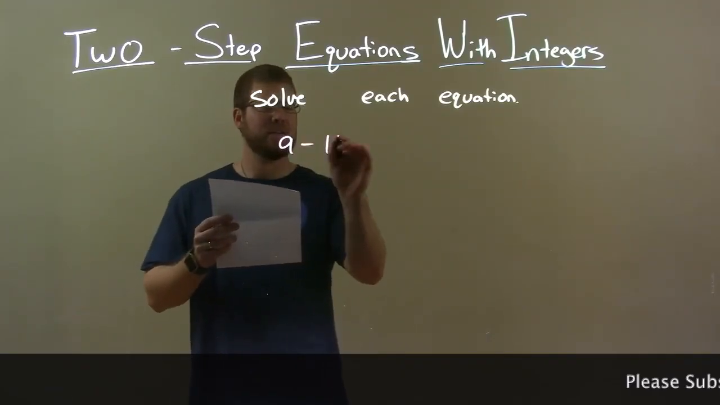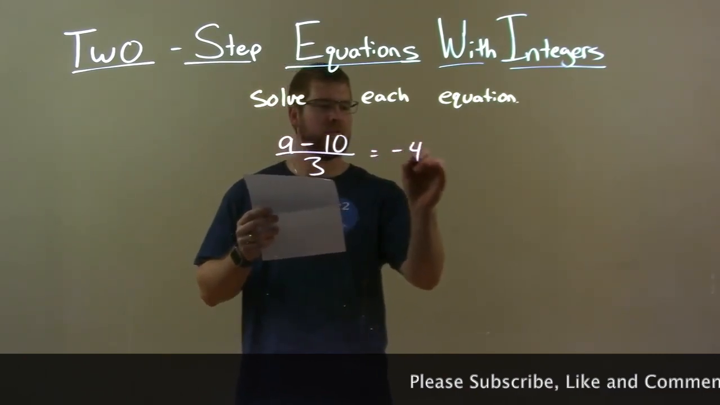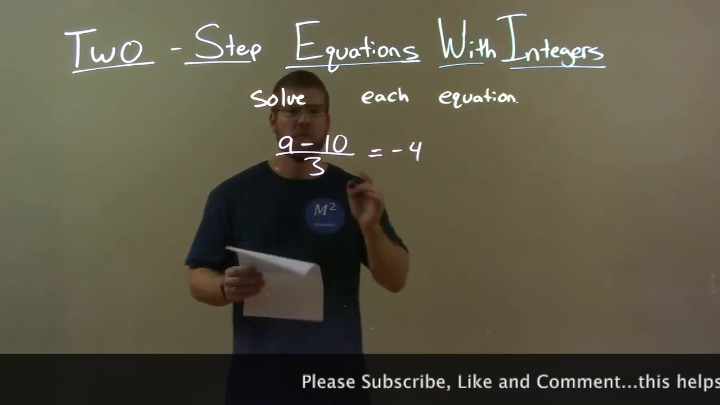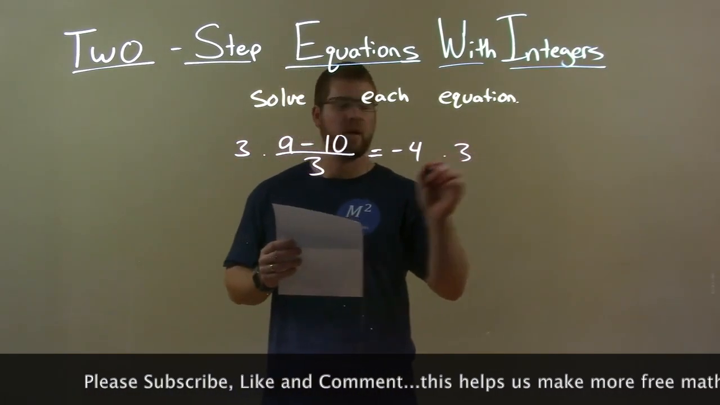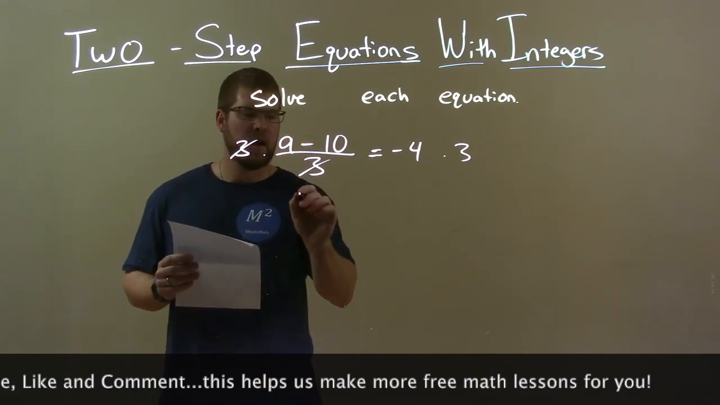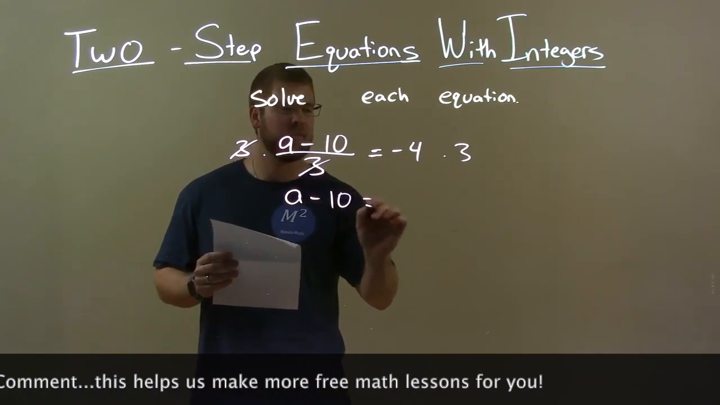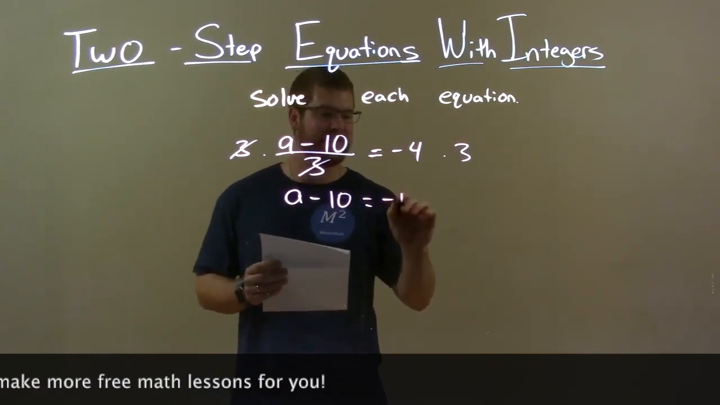a minus 10 over 3 equals a negative 4. The first thing I want to do is multiply both sides by 3. Since we're dividing by 3, when I multiply by 3 to both sides, that will eliminate the 3 in the denominator. I have a minus 10 left on the left. Negative 4 times 3 is a negative 12.